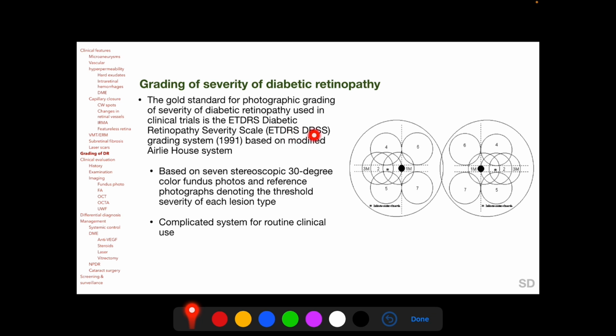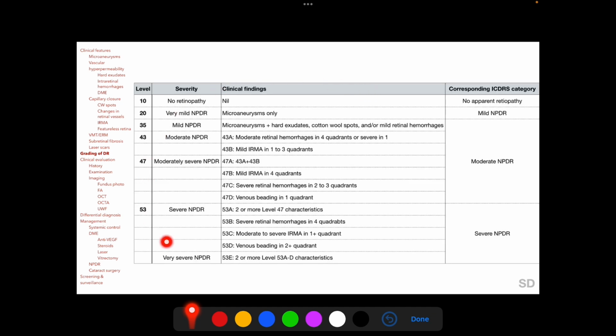But the ETDRS DRSS system is complicated for use in routine clinical scenarios, and this chart shows the ETDRS DRSS grading system, and in this column the corresponding ICDRS category is mentioned.